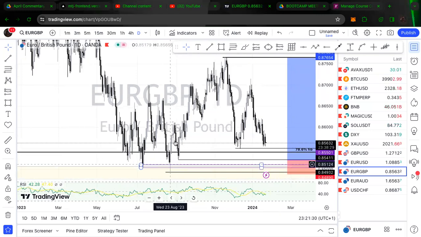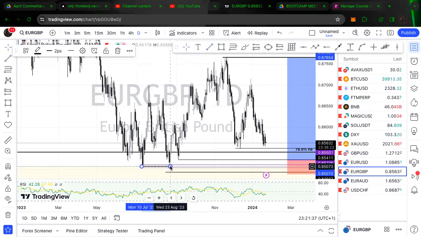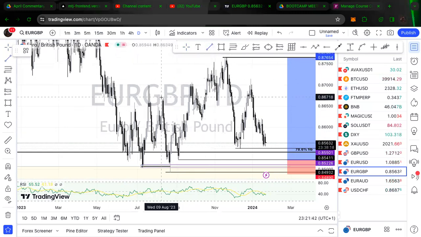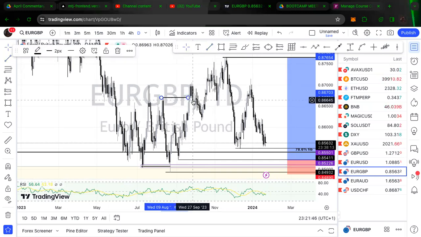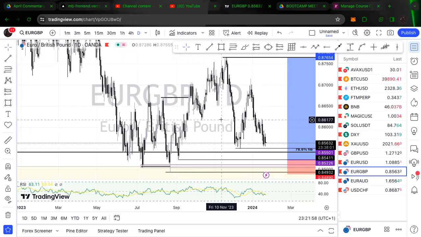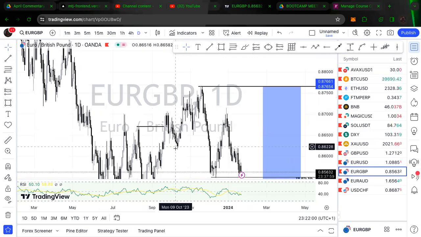Now you can see a sweep right here. And then the sweep caused a break right there, which is very beautiful. And then there was actually a pullback before that sweep, though. This is another model entirely, though. But then we had a pullback here that caused a break.